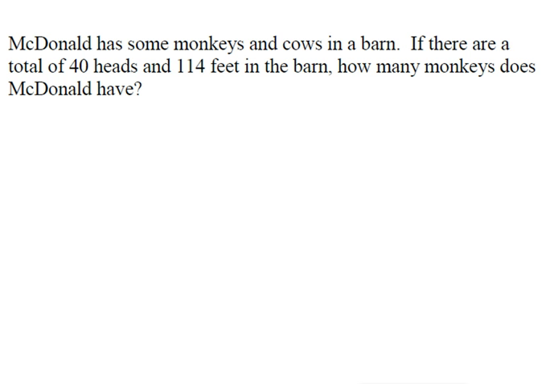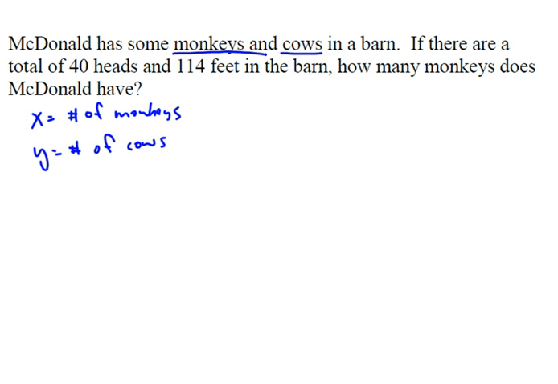Whenever you use a system, you always define your variables, and your variables are usually what you don't know. In this one, what we don't know is how many monkeys and how many cows, so we could say x equals the number of monkeys, and y equals the number of cows. That allows us a framework to start.